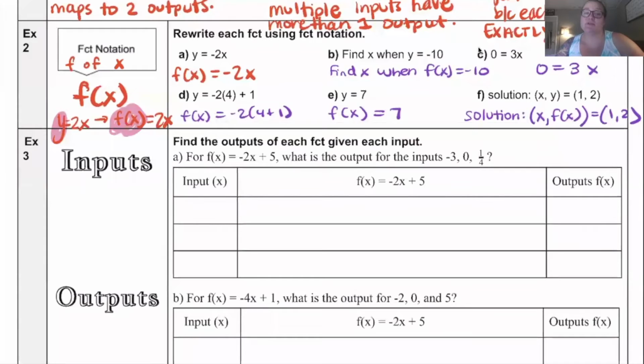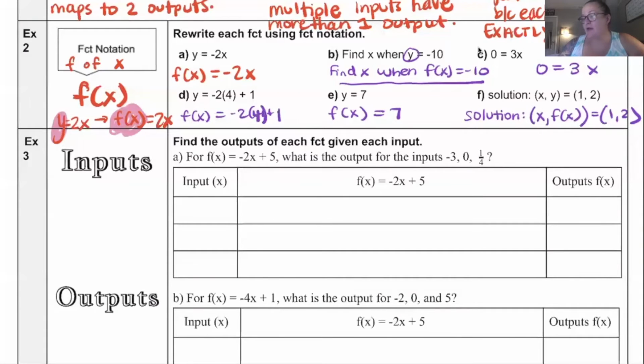So let's just double check your work. For part B, you should have gotten find x when f of x equals negative 10. I just replaced y with f of x. 0 equals 3x is still 0 equals 3x. There's no y, so there's nothing to change. Remember, f of x replaces y. Part D becomes f of x equals negative 2 times 4 plus 1. I just realized I put my parenthesis in the wrong spot there.